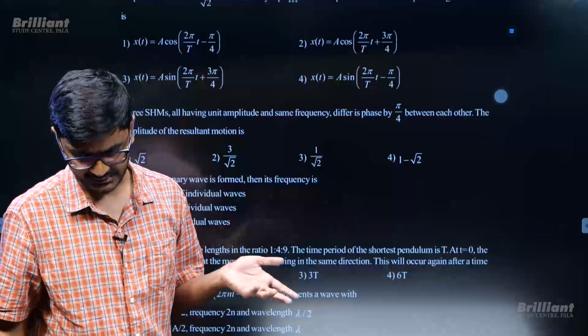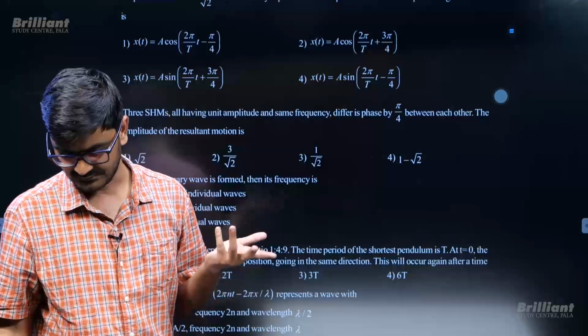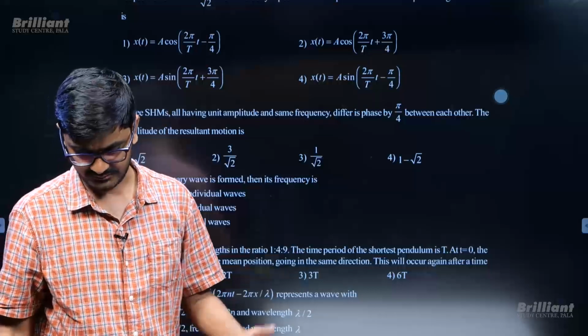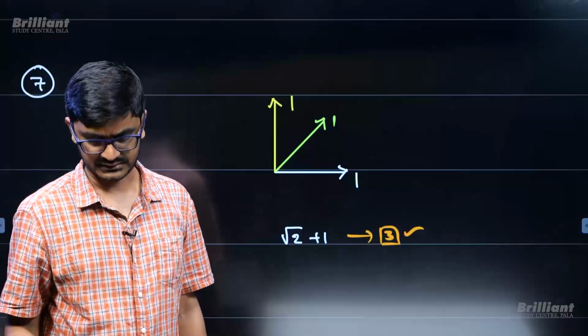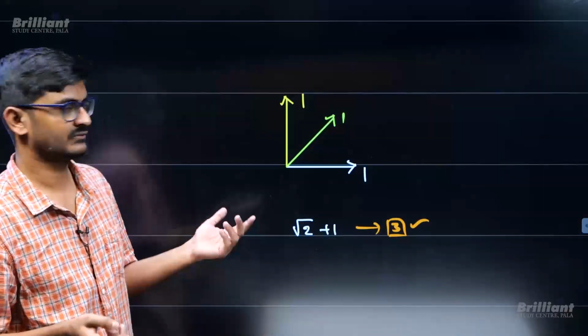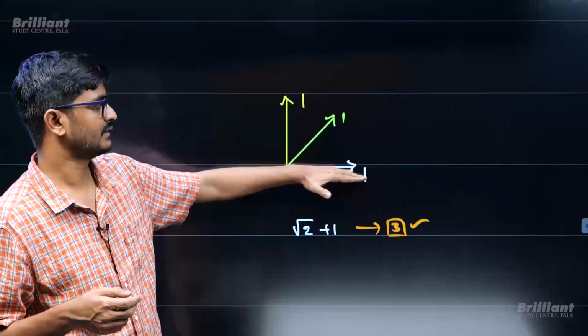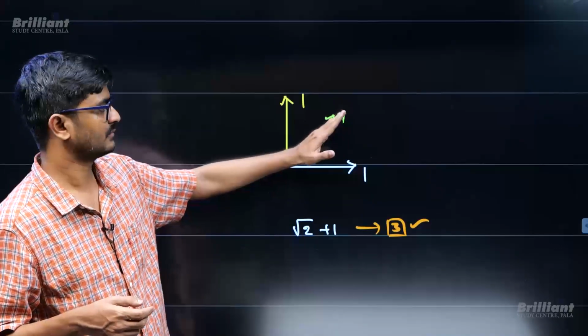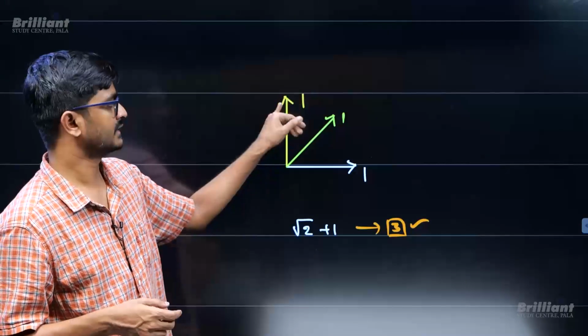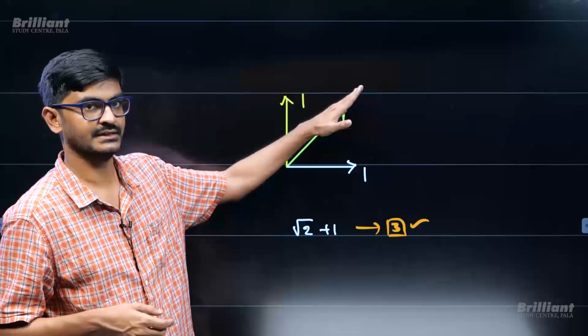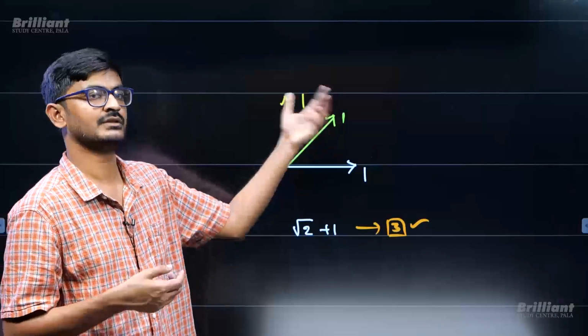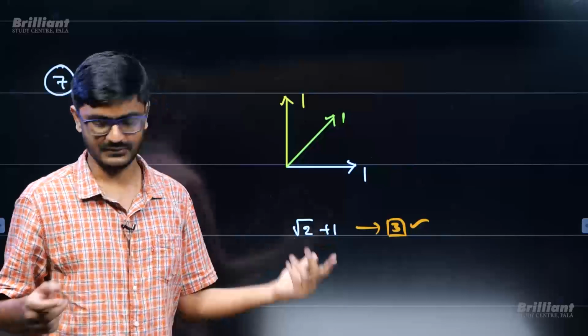Three SHMs having unit amplitude and the same frequency, with a phase difference of pi by 4 with each other. What is the amplitude of the resultant motion? This is a very straightforward question. If you know the result, you can add those SHMs like vector quantities. Amplitude 1 and making an angle of 45 degrees, one more, and 45 degrees, one more. The resultant of these two is root 2 in this direction. That root 2 and this one will become 1 plus root 2. So what is the total amplitude? Root 2 plus 1.